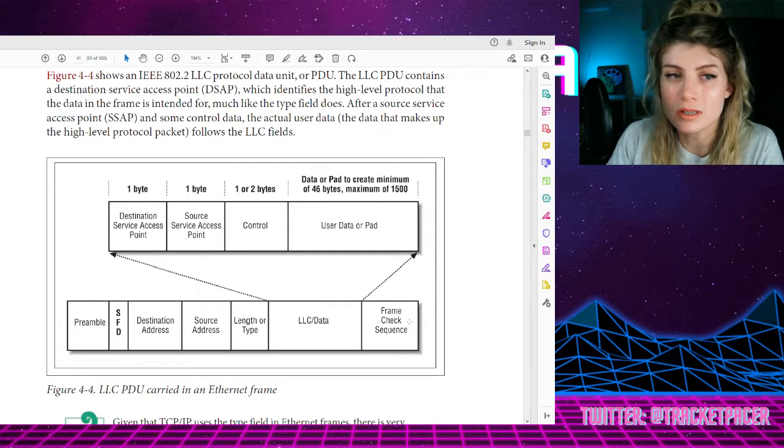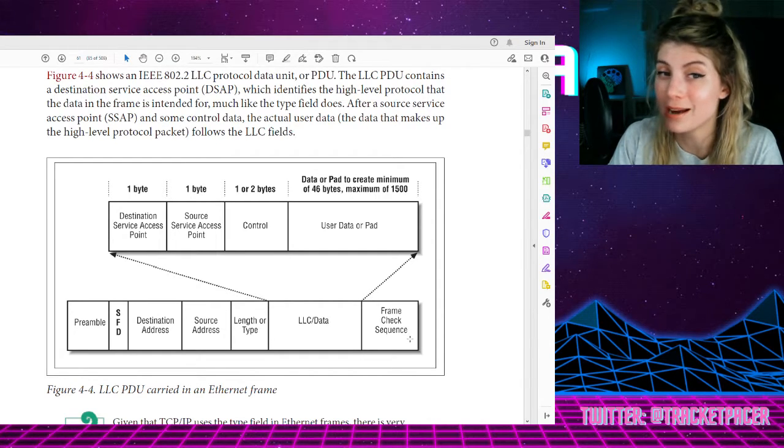The LLC PDU contains a Destination Service Access Point, or DSAP, which identifies the high-level protocol that the data in the frame is intended for, much like the type field does. After a Source Service Access Point, or SAP, and some control data, the actual user data, or the data that makes up the high-level protocol packet, follows the LLC fields. I'm going to read that again because that did not absorb, too many acronyms happening.